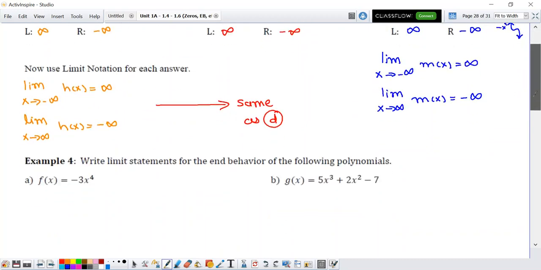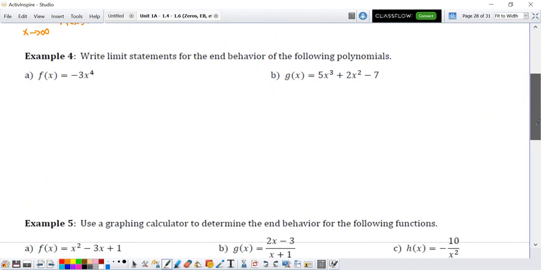Now let's try to write without any left and right. Straight directly the limit statement. So let's get the format ready first of all. Limit x negative infinity, f of x. Limit x positive infinity, f of x.